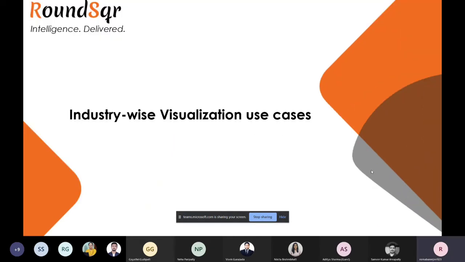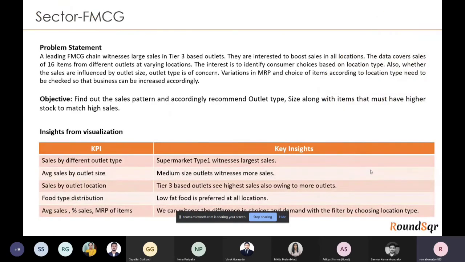So we, the VisCO team, would like to showcase some of the potential projects that we can work on in the visualization deck. And this is Romita, starting with a dashboard on the FMCG sector. And to mention, all the data sources for the dashboards that I'm going to present is Kaggle.